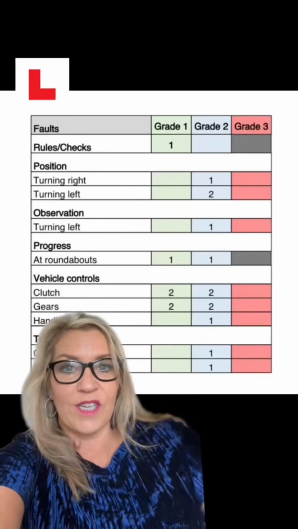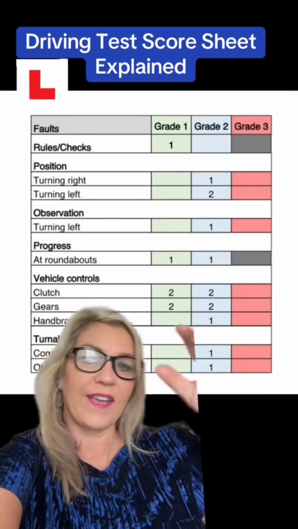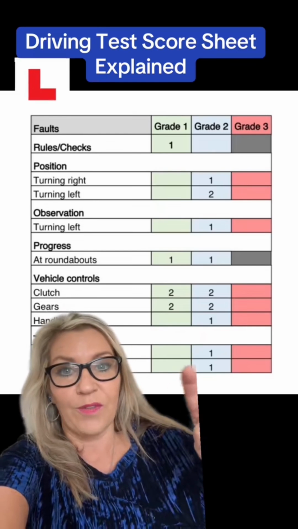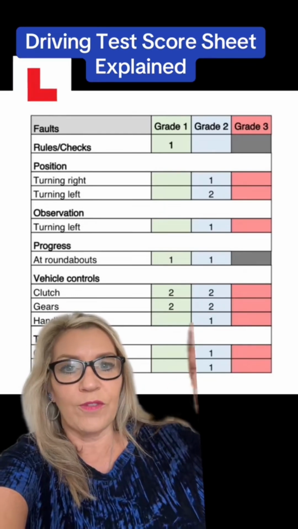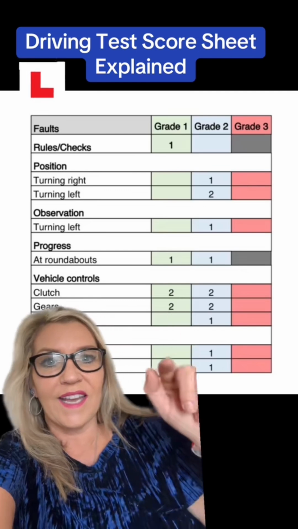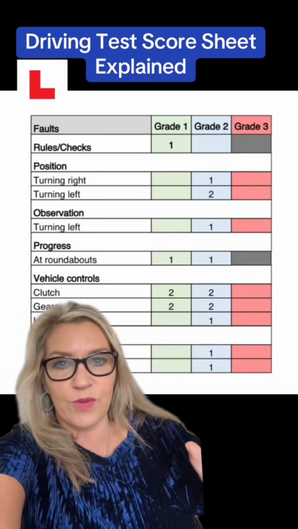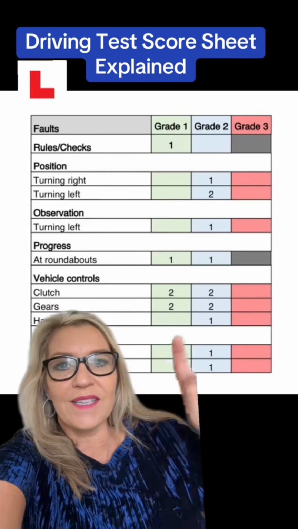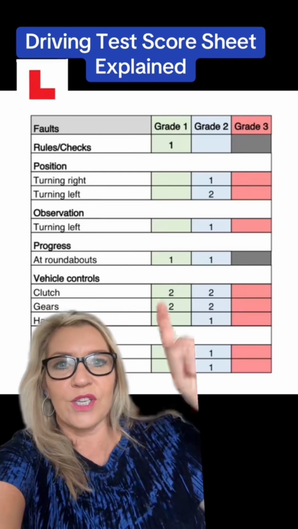Understand the score sheet: 1 grade 3 is an automatic fail. 8 or more than 8 grade 2s is also a fail. You have 1, 2, 3, 4, 5, 6, 7, 8, 9, 10, 11, 12 grade 2s. Okay, so the grade 1s don't matter. So let's start with the first one here, position turning right.